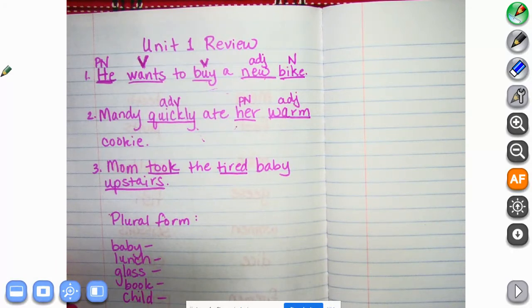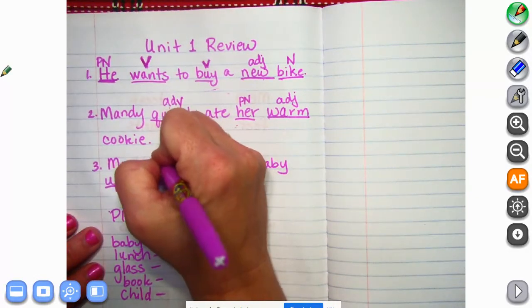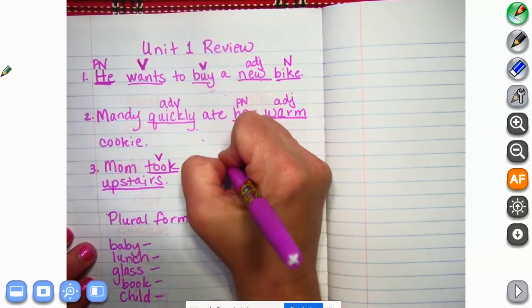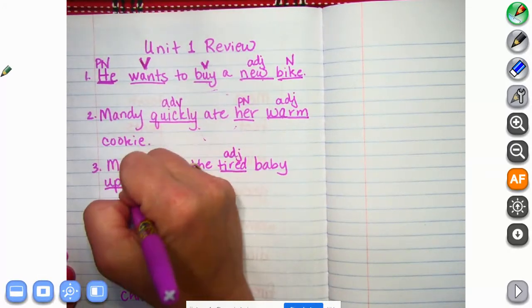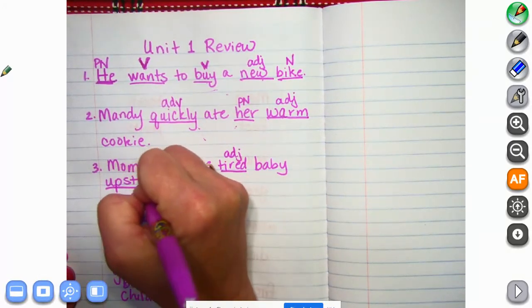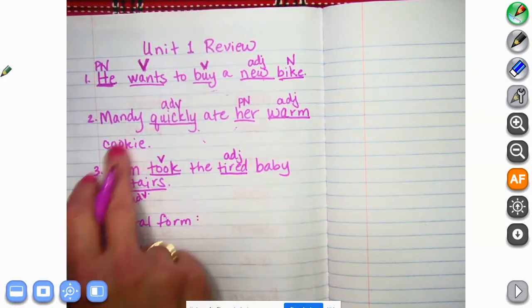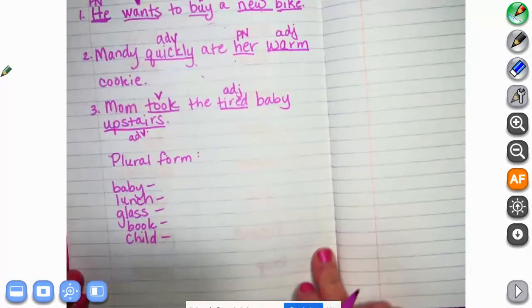Number 3, Mom took the tired baby upstairs. What did Mom do? Mom took, so that's a verb. What did she take? The baby. What kind of baby? A tired baby. Where'd she take the baby? Upstairs. That's an adverb. All right, make sure you have all of these marked. You can have it during the test, so you'll want to have that done.